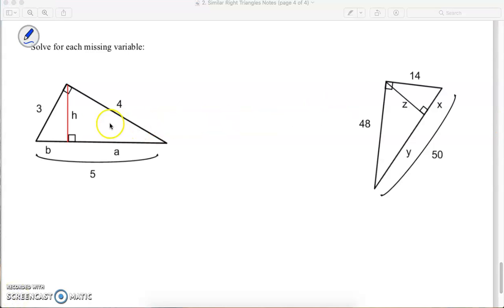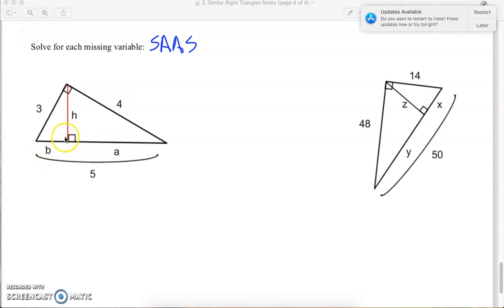Okay, so this first one, let's first see if we can find the segments, because we can't find the altitude, right? If we do segment, altitude, altitude, segment, we can't find the altitude unless we know the segments already, and we don't know what the segments are. So in order to find the altitude, we have to first know the segments. So the first thing we need to do is hypotenuse leg, leg segment.